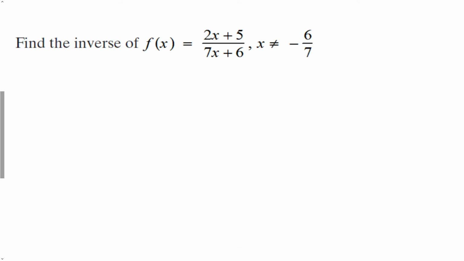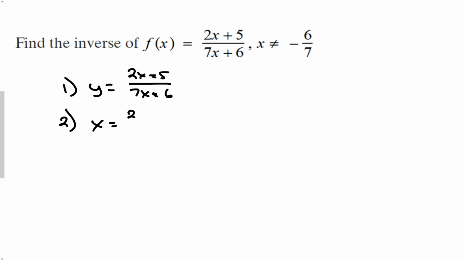The harder part is to get y by itself. All right, so my first step is to write y instead of f of x over 7x plus 6. My second step is to switch x and y, so I have x is equal to 2y plus 5 over 7y plus 6.